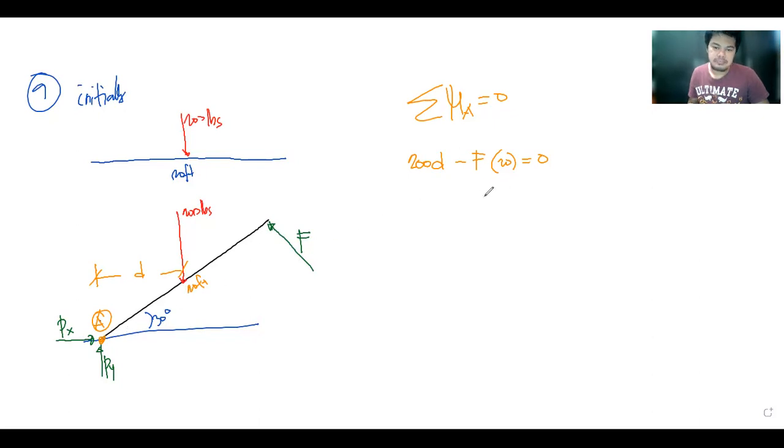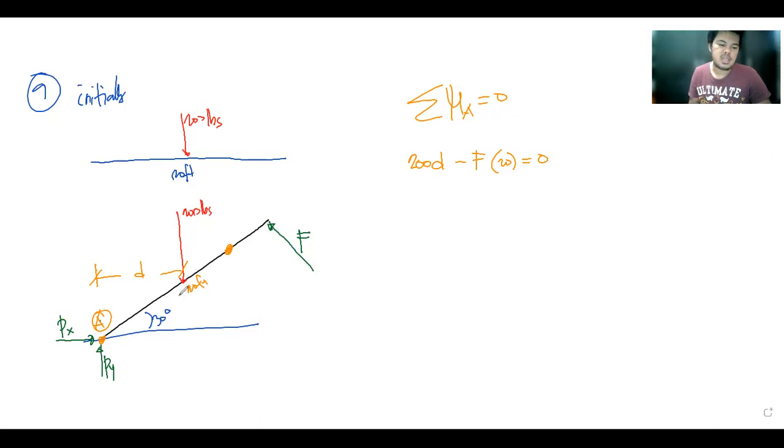Now if you make the reference point somewhere else, in this position, then you have to consider Px and Py. So to eliminate the variables, we create a reference point. The best way is to create a reference point at a point where there are more forces concentrating.